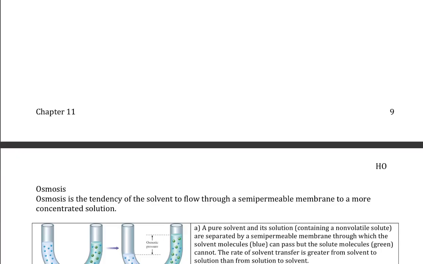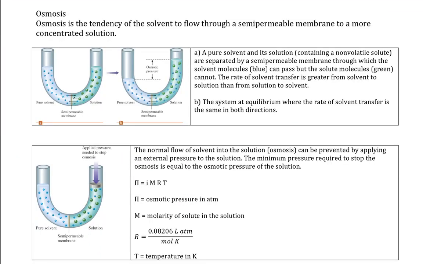Our last colligative property is osmosis. Osmosis is the tendency of the solvent to flow through a semi-permeable membrane to a more concentrated solution. And osmosis occurs because of the presence of the non-volatile solute. Okay, what we have is, in the diagram on the left, we have a U-tube that has a semi-permeable membrane right down at the bottom. We have pure solvent on the left side, and we have a solution on the right side.